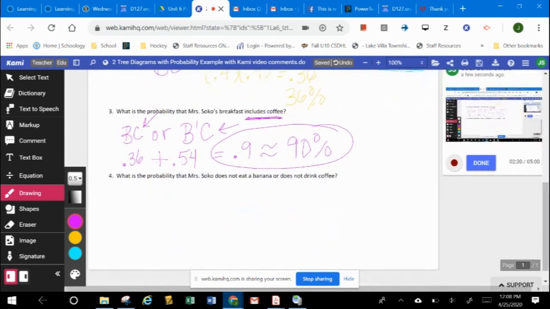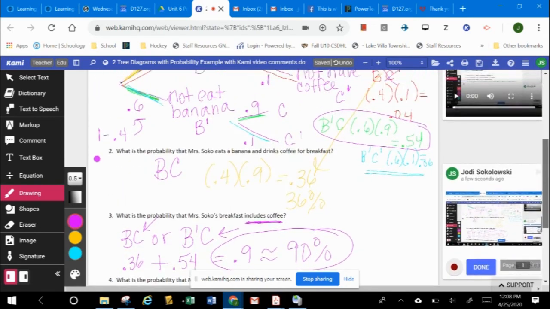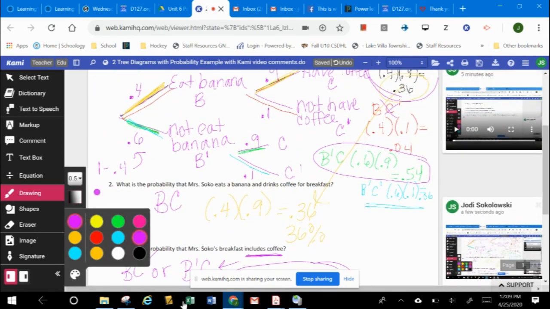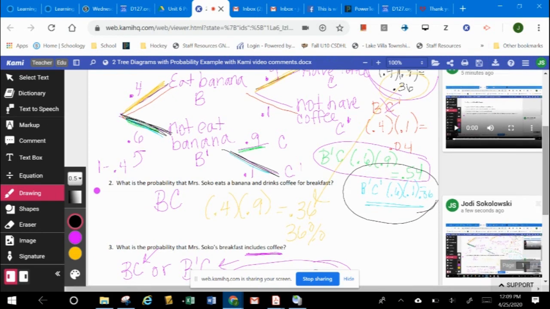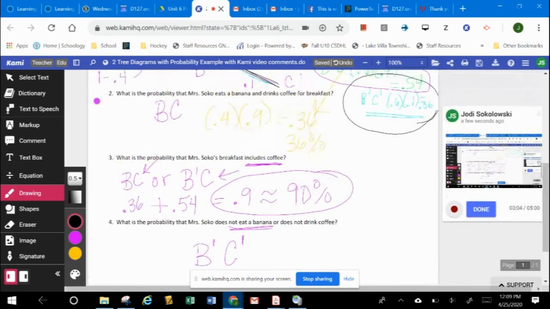Okay. What is the probability that Mrs. Sokolowski does not eat a banana? So no banana and no coffee. So I think I already have that row. Let me look. No banana. So many of my colors I already used. I'll just use black. Okay, so what was it? No banana and no coffee. So it was my bottom one right here. 0.06, which is the same thing as 6%.